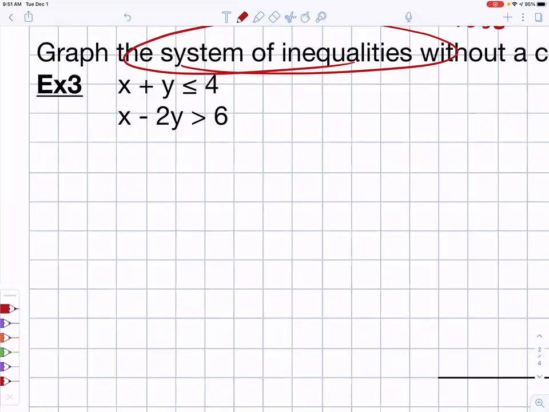Nope, I'm going to do this one in 2 colors. I'm going to do this in 2 colors. The next one I'll do in the same color. Okay, so 2 colors on this one.